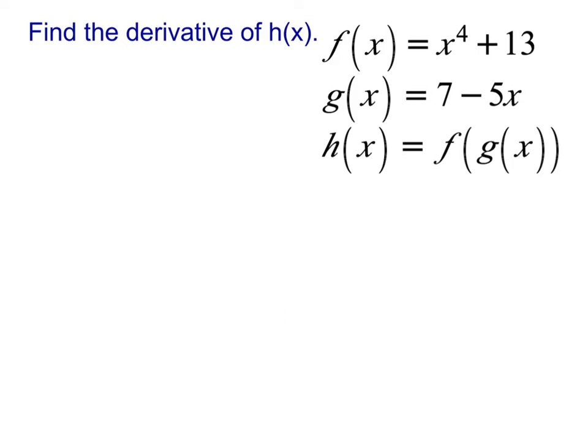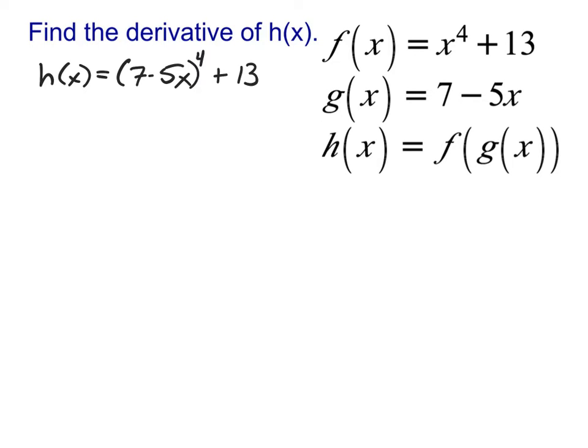Now for this last one, at the moment this doesn't quite look as familiar, but of course it is function composition where I'm going to find the derivative of h, and that's defined as f of g of x. So let's start by just writing out what h of x is. So h of x here is going to be f of, so I'm just replacing the x with the g. So it's going to be 7 minus 5x to the 4th plus 13.